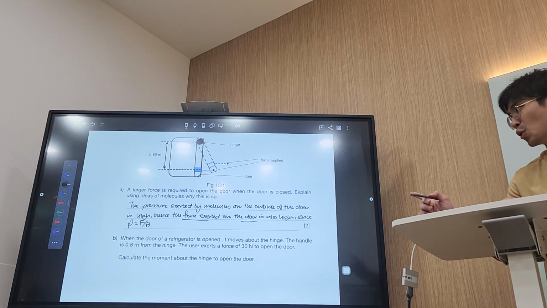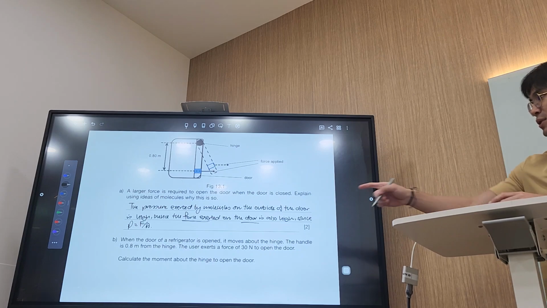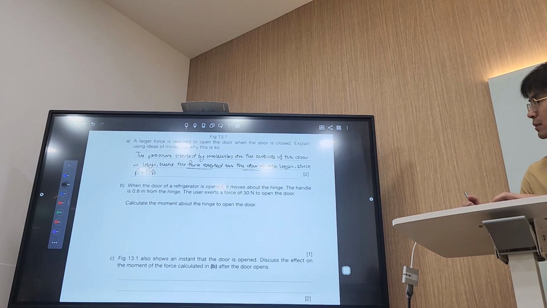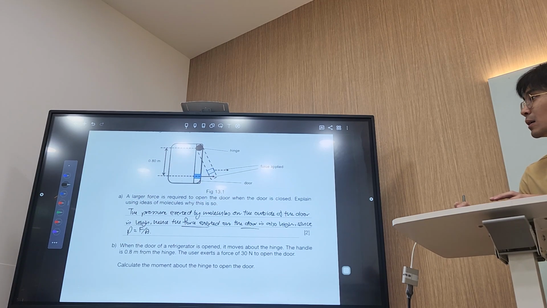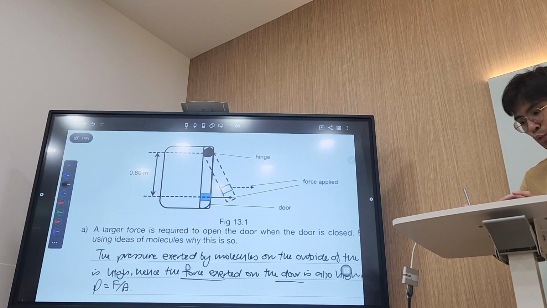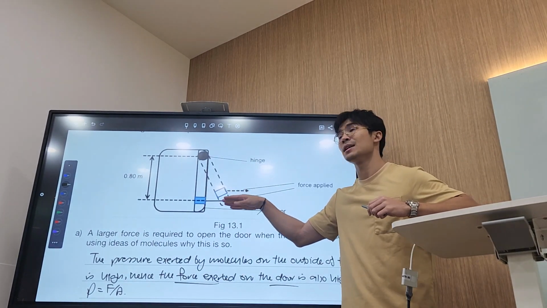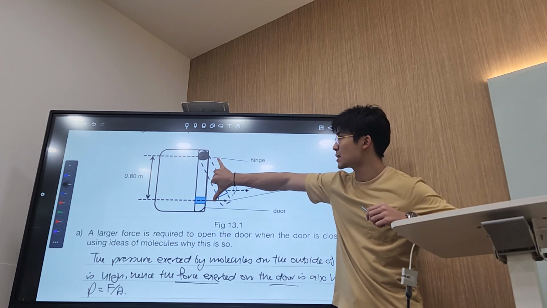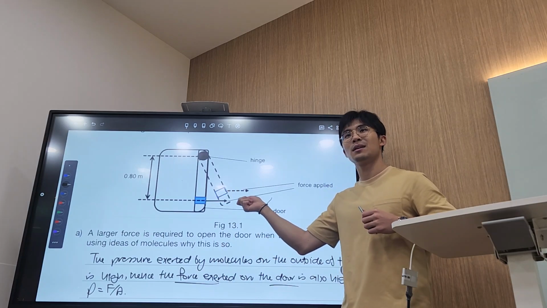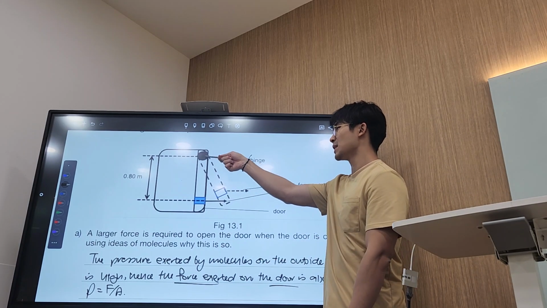When the door of the refrigerator is open, it moves about the hinge. The handle is 0.8 meters away. The user exerts a force of 30 newtons. Well, this is easy, I think. Agreed, moment equals force times perpendicular distance, 30 times 0.8. I'm opening the door, providing a force of 30 newtons acting 0.8 meters away from the hinge.